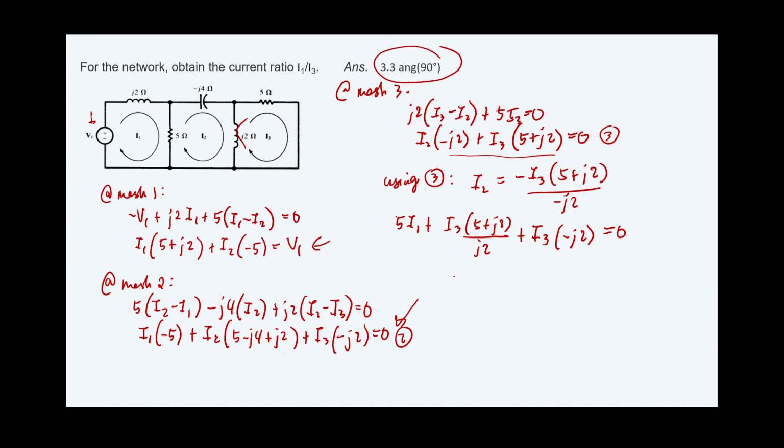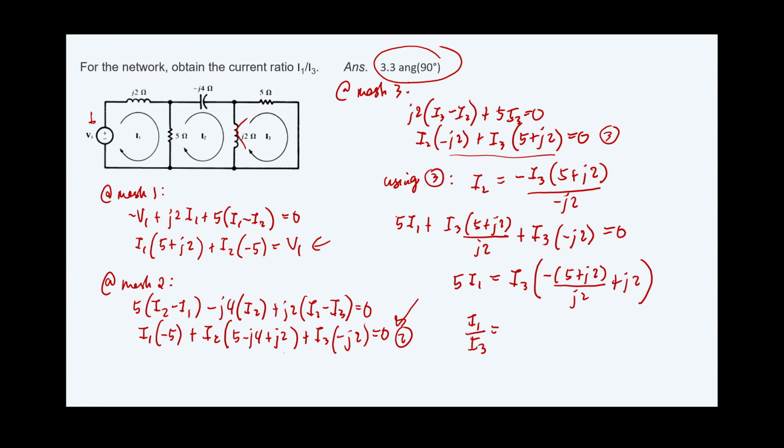Transpose the I3 to the other side. 5I1 is equal to, we bring to the outside the I3, so the rest are negative, no? So you have negative (5 plus J2) divided by J2. This is minus, transpose becomes positive, J2. Okay, and then cross multiply. So you have I1 over I3.